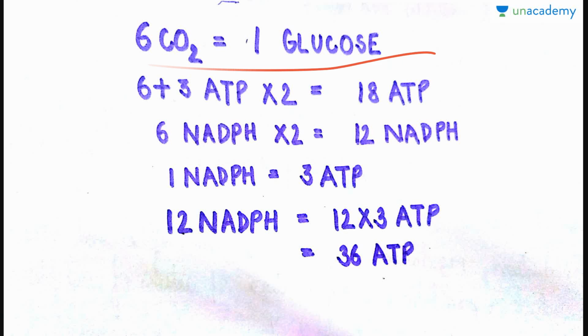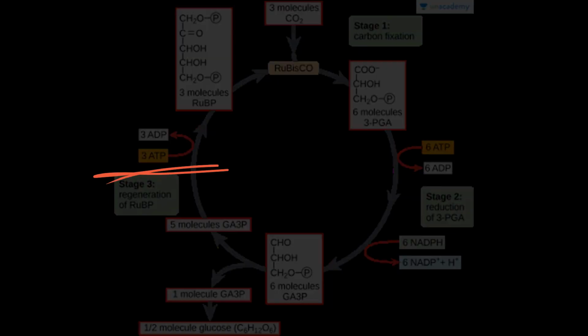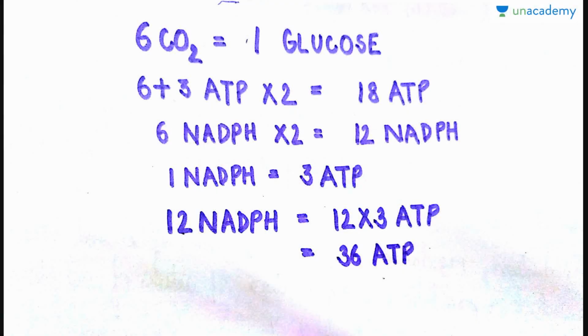Now talking about ATP, as I've said in the previous video, 6 molecules of ATP are used in phosphorylation and 3 molecules of ATP in the regeneration process, a total of 9 ATP. Since 2 Calvin cycles are required to produce 1 molecule of glucose, we will double the number of ATP, that is 9 into 2, which comes out to be 18 ATP.